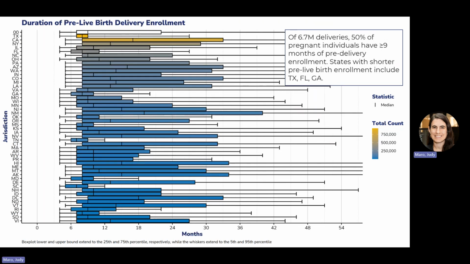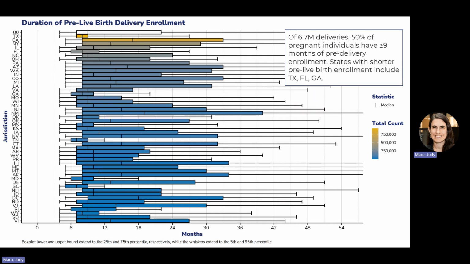And so, keeping with enrollment that is particularly important for maternal health research, we can look at the duration of pre-live birth delivery enrollment. What we mean by that is we want to understand how much of the pregnancy and pre-pregnancy period might be covered for any individual patient in the data set. So of 6.7 million deliveries, 50% of pregnant individuals have greater than or equal to 9 months of pre-delivery enrollment. So what we can think of is basically the entire pregnancy.